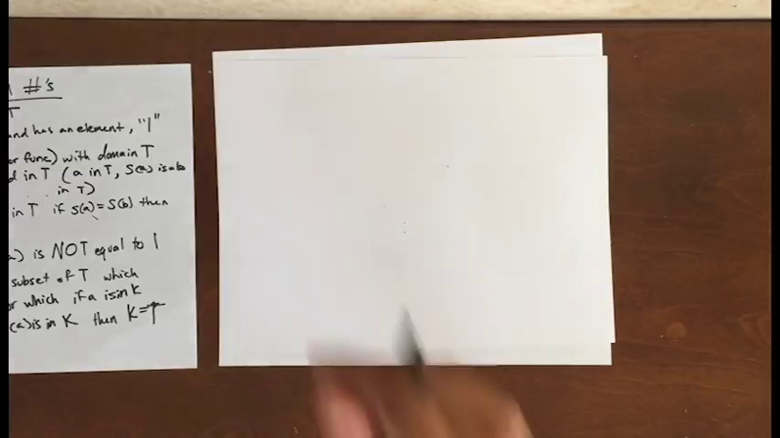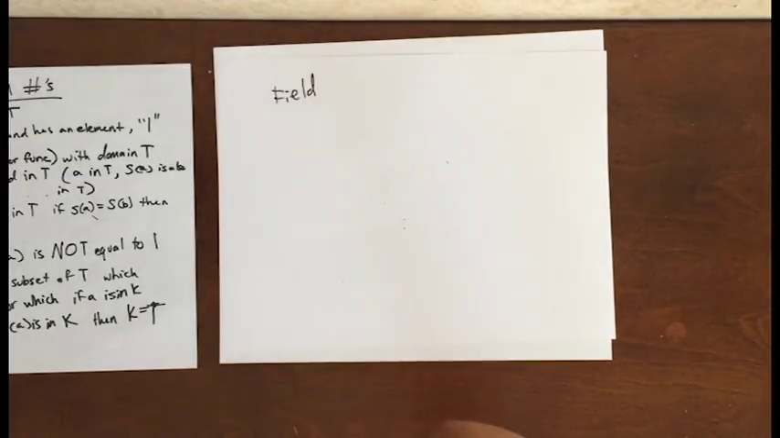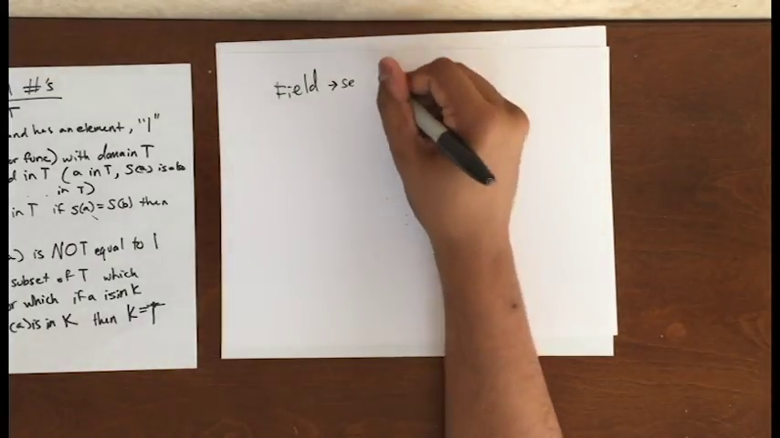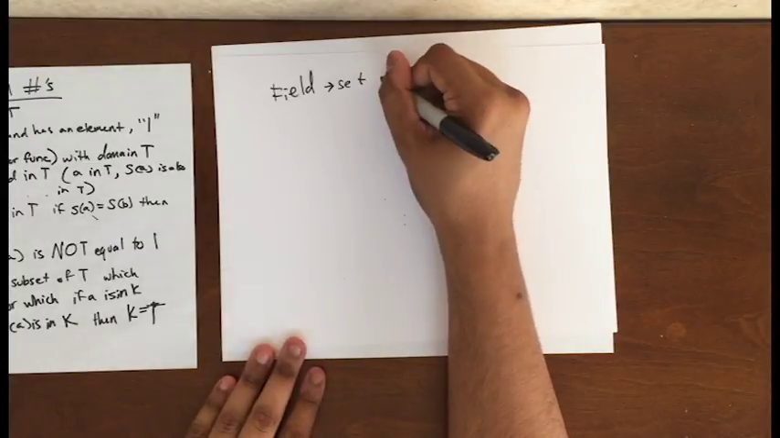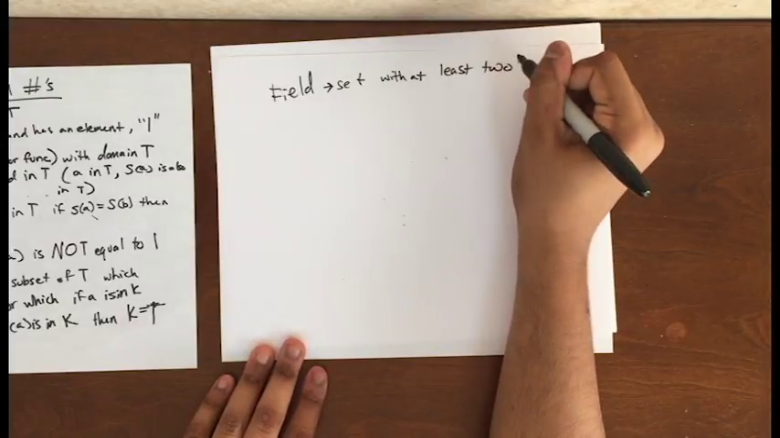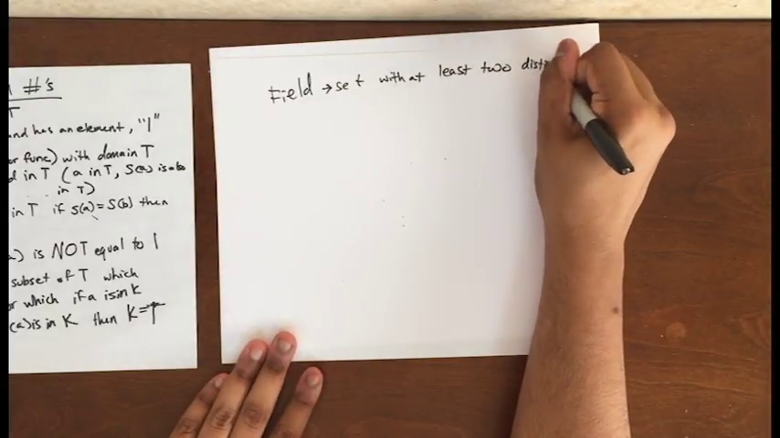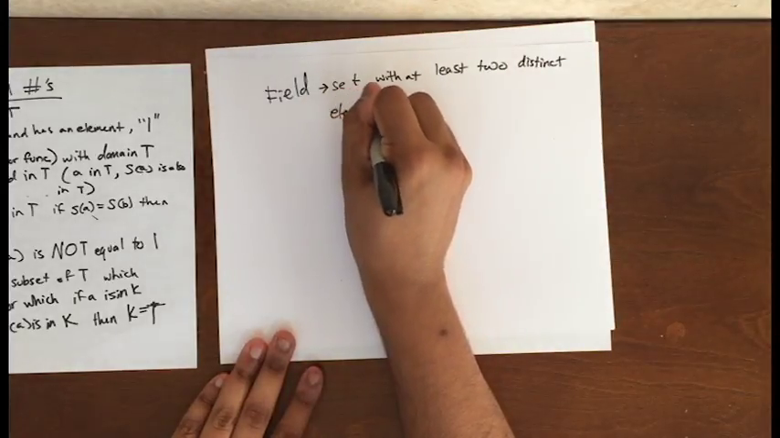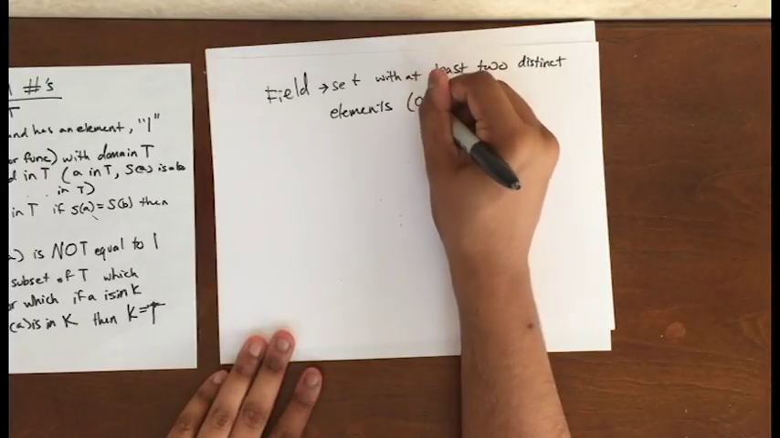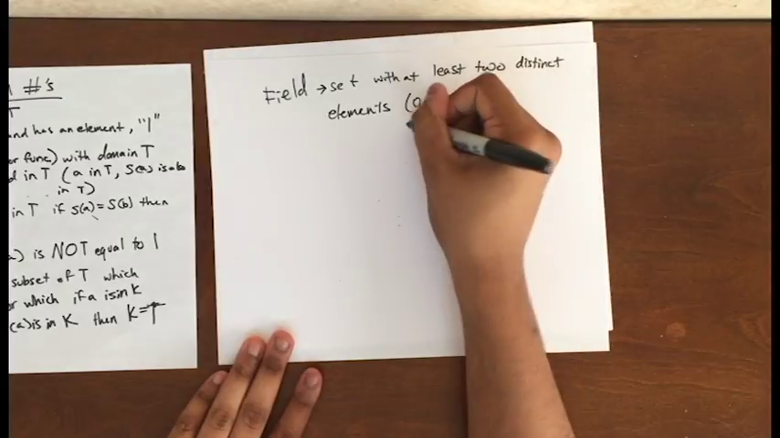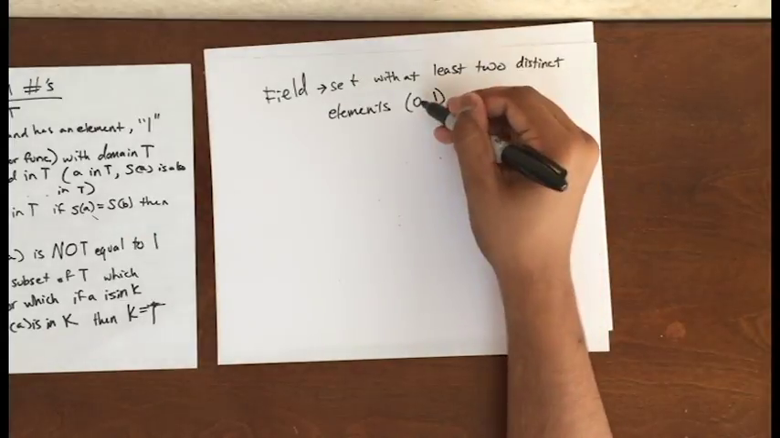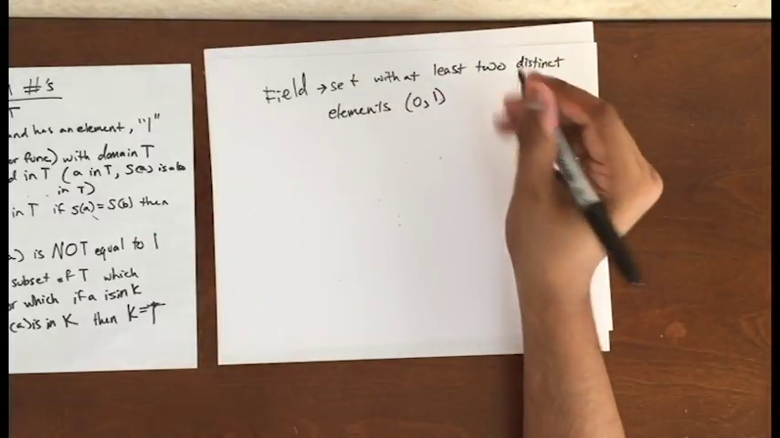Let's now go into the definition of a field, okay? A field is just a set with at least 2 distinct elements, which we will denote 0, 1. They have to at least contain 2 distinct elements. For right now, we're going to use, for example, 0 and 1, okay?